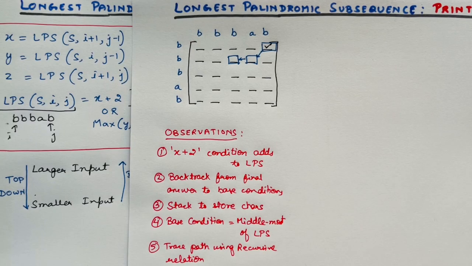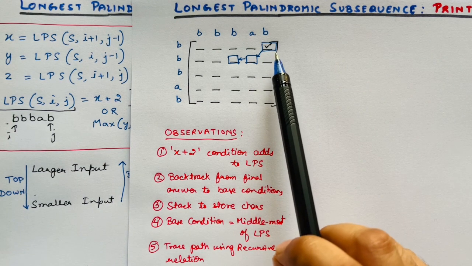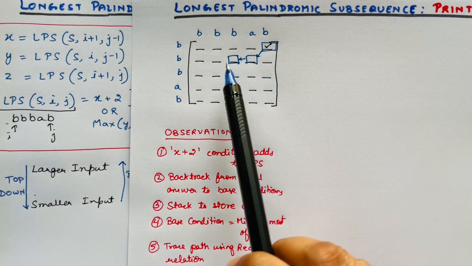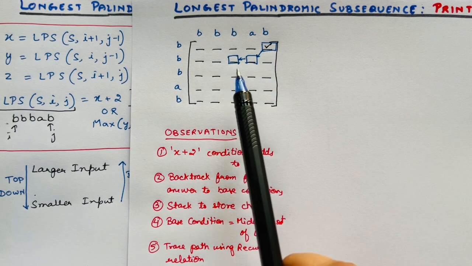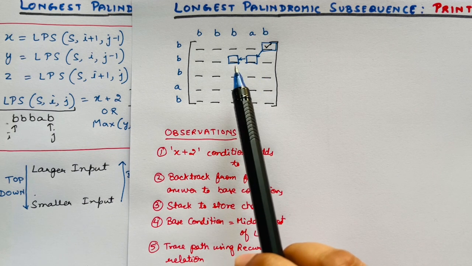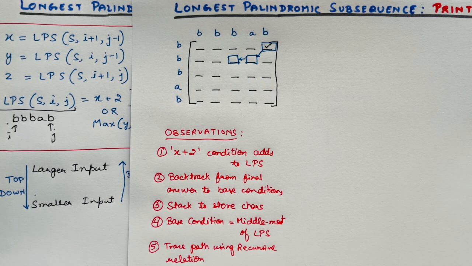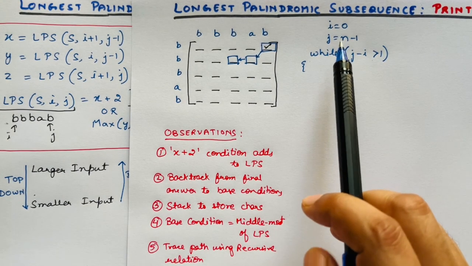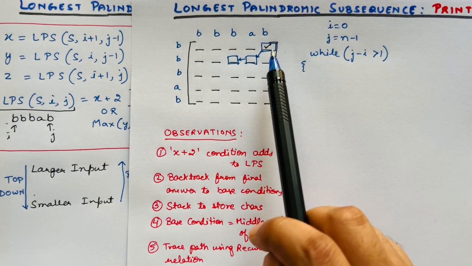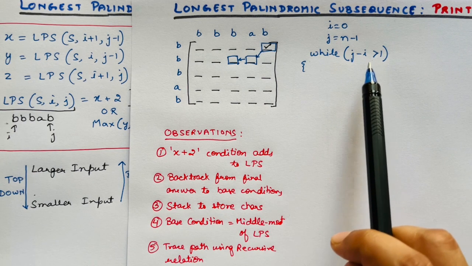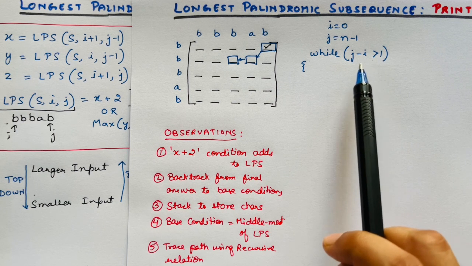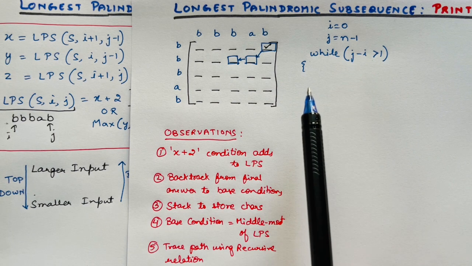With these 5 observations in mind, let us now try to write the algorithm. So what will be the first step? We will start from this position and backtrack our path. To backtrack the path, it is clear that we will iterate. And till when will we iterate? We will iterate till we reach the base conditions. So we start from i equal to 0 and j equal to n minus 1, that is this position, and we iterate while j minus i is greater than 1. Why? Because j minus i equal to 0 and j minus i equal to 1 are our base conditions.